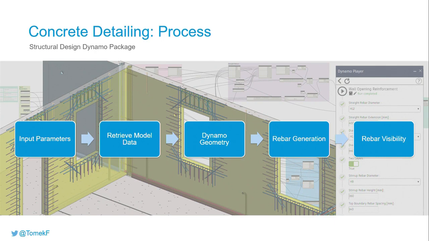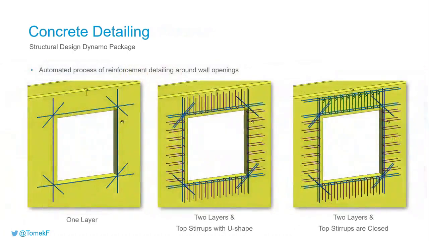based on this data, we can start building geometry of our rebar designs. This is Dynamo geometry. Even though you have this geometry of rebars available in Dynamo already, these are still Dynamo lines. And the next step is to convert all of these lines into your rebar objects, Revit rebar objects. The last part, it's optional. You can automatically set visibility of your designs.